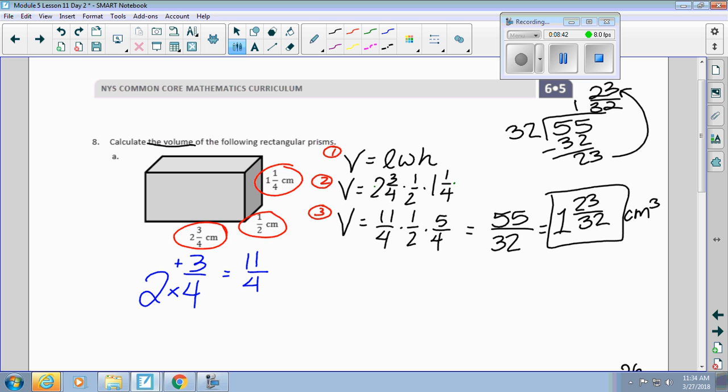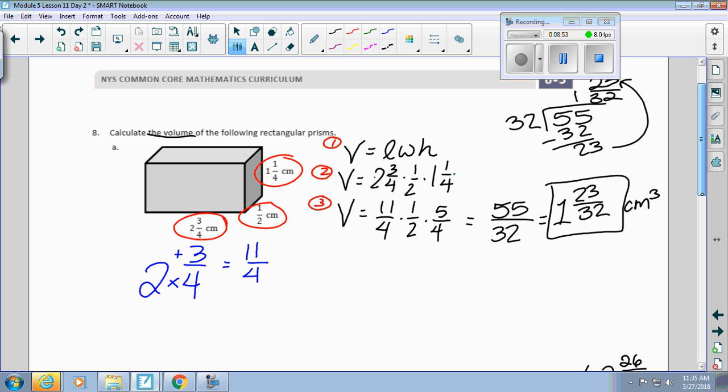Any questions on that? I saw a few papers where kids did not label their answer. Make sure you're adding that label. Again, volume is in cubic centimeters because we're multiplying centimeters times centimeters times centimeters.